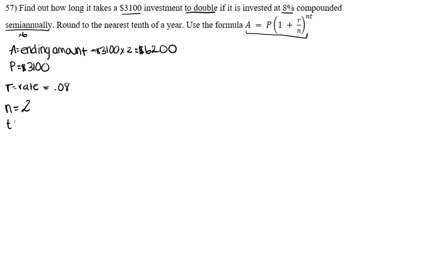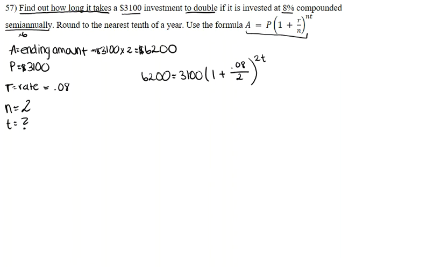And our T is how many years it will take. We don't know how long it will take because it says find out how long it will take. So T is our unknown. So let's go ahead and plug these into our formula. We're going to have 6,200 is equal to 3,100 times 1 plus our rate, 0.08, divided by our N, which is 2, raised to the power of 2 times T. So let's go ahead and get out our calculator so we can start breaking down these numbers.